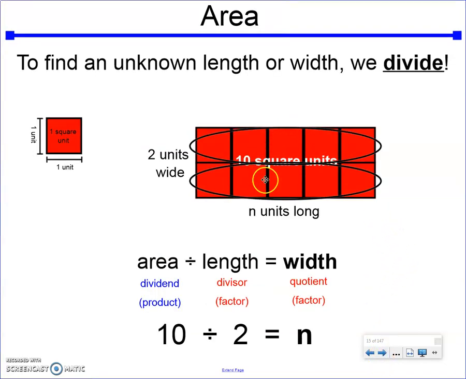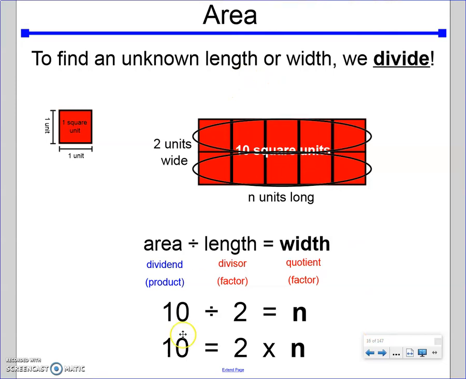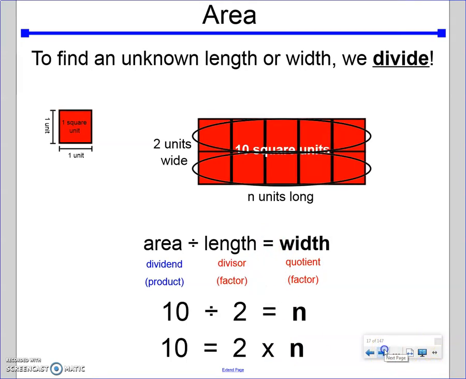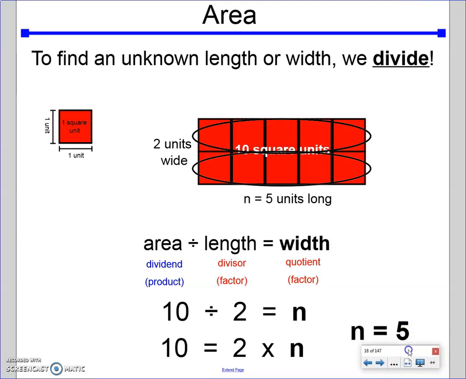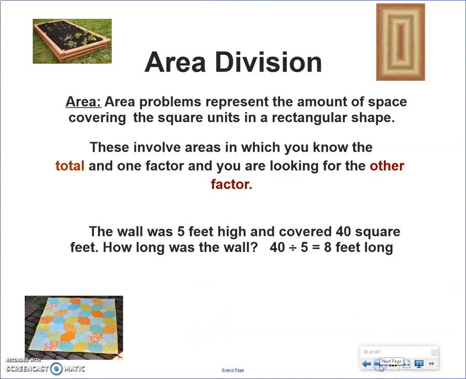In this particular example, we can divide our area, our total amount, 10, into 2 groups because we know the factor 2. We would divide 10 by 2. You can see I've done that here. And n will be how many items are in that group, or how long it is. I can see that in this case, I could also think about this as 10 equals 2 times n. So I would think to myself, okay, 2 times what equals 10? Well, I know 2 times 5 equals 10. So I know that 10 divided by 2 equals 5.